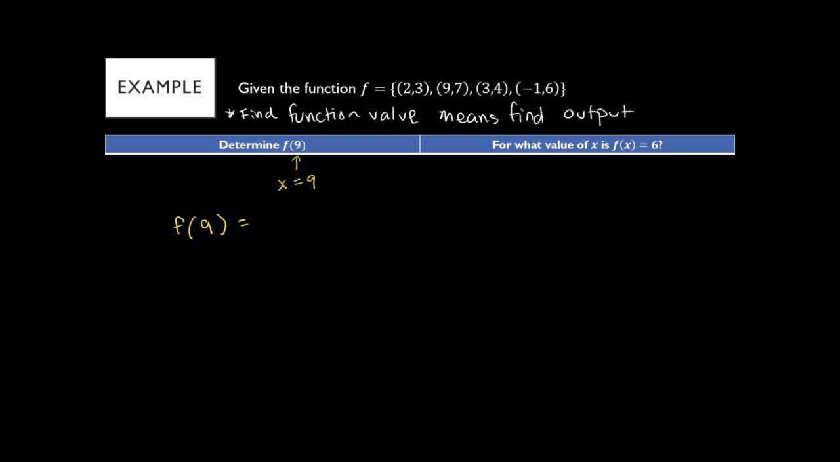Okay, I've got 2 people saying 7. So you look for your input that has an x of 9, and then what it matches with, that is our function value, our output. So f of 9 is equal to 7. It's just another way of making sure you know how to read an ordered pair, essentially.